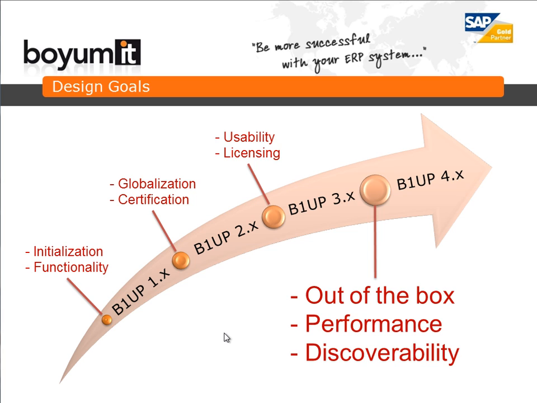Performance, we have done a lot in making the product faster in every regard. And finally, discoverability, because we can see that B1 Usability Package does so much that most people don't know, and we need to make sure that it's easier to understand and easier to manage.